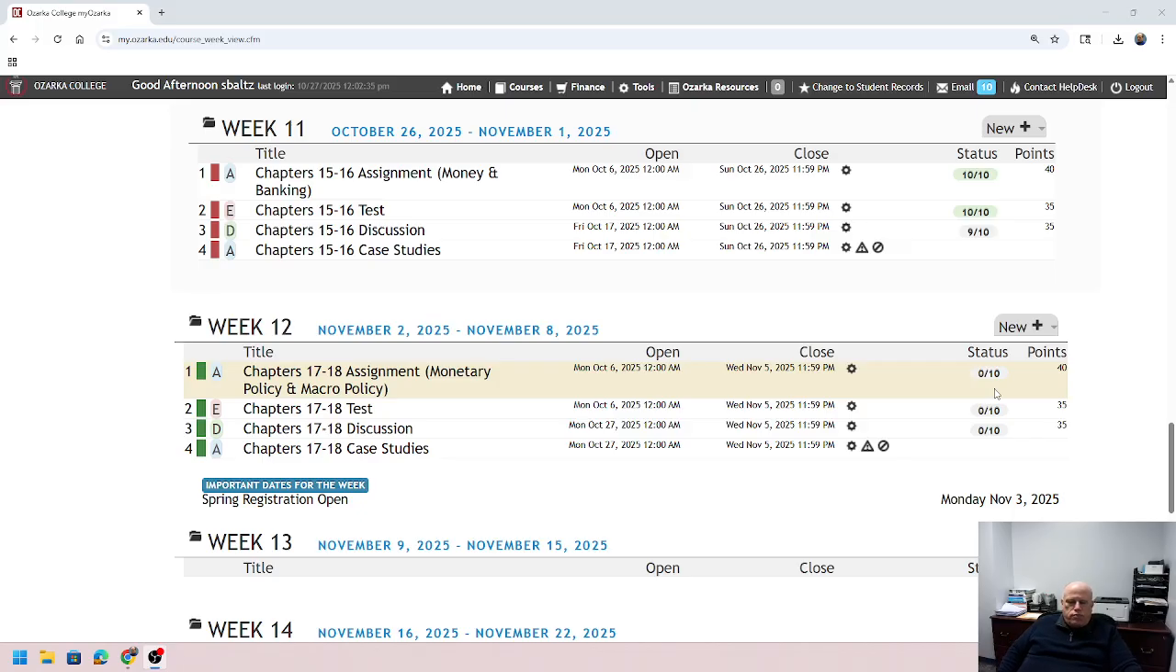The chapters 15 and 16 discussion that dealt with the production of the penny and the nickel, I thought that went very well. Everyone gave some really good information on that, some good alternatives to continuing to produce the penny and the nickel. There are several alternatives that we talked about, and I really appreciate everyone's participation on the discussion, so keep up the good work on that.